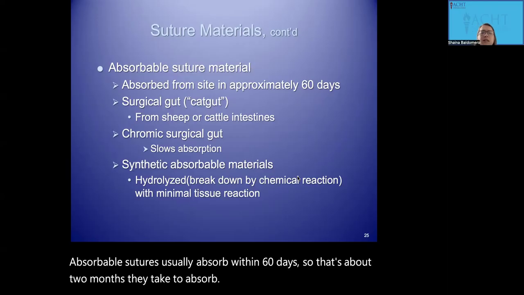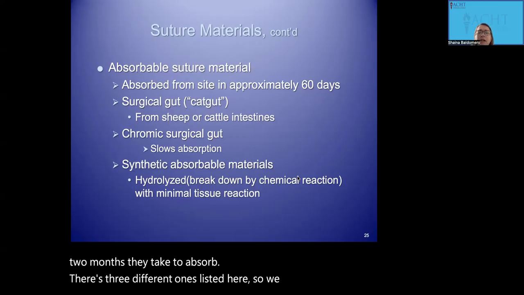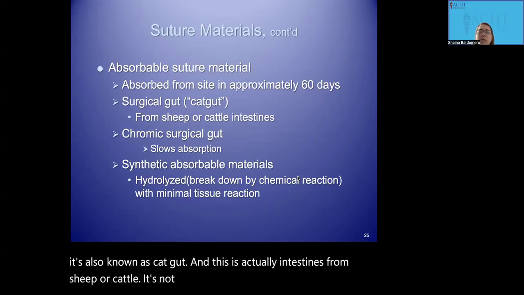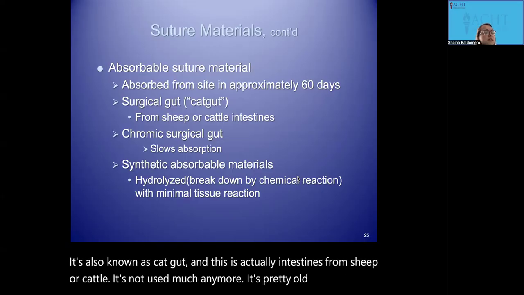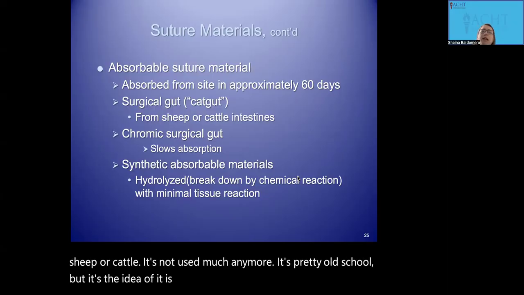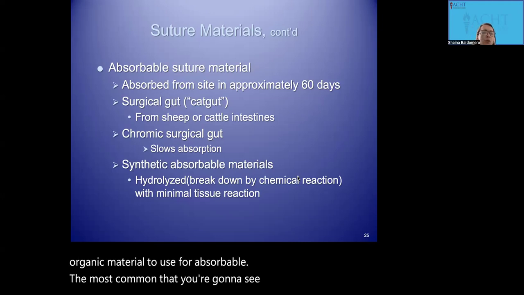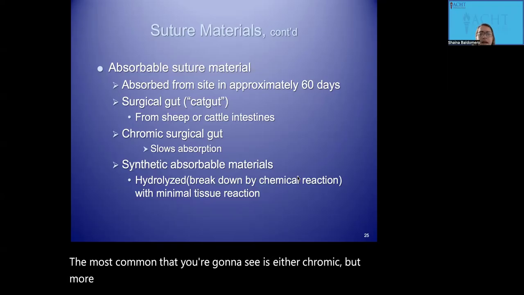There's three different ones listed here. So we have surgical gut. It's also known as cat gut, and this is actually intestines from sheep or cattle. It's not used much anymore. It's pretty old school, but the idea of it is using those organic materials, very thin organic material, to use for absorbable. The most common that you're going to see is either chromic, but more than likely synthetic.